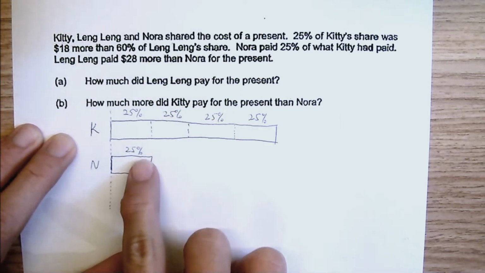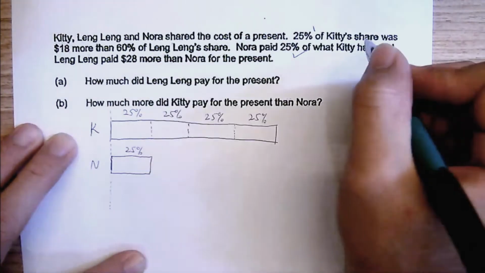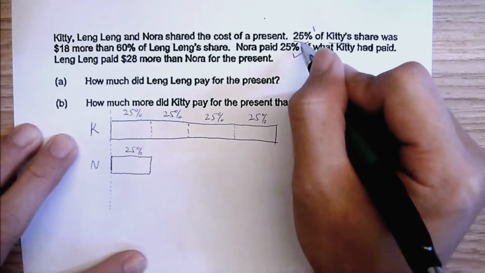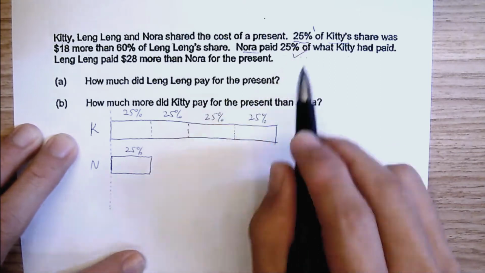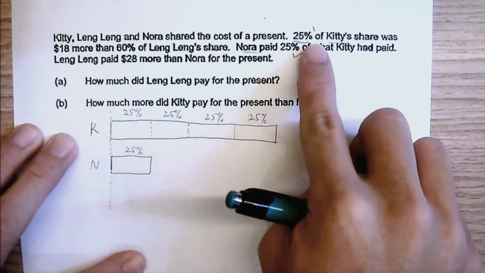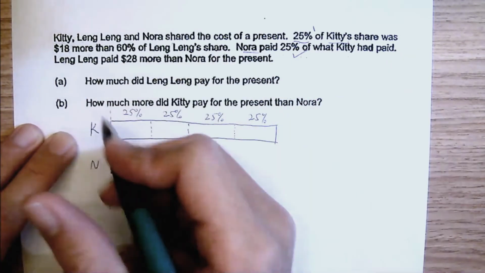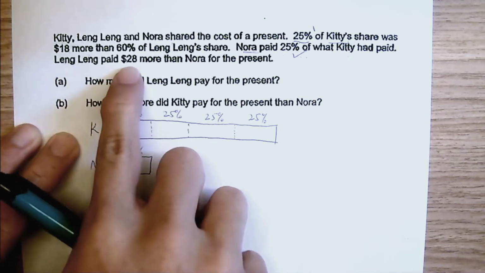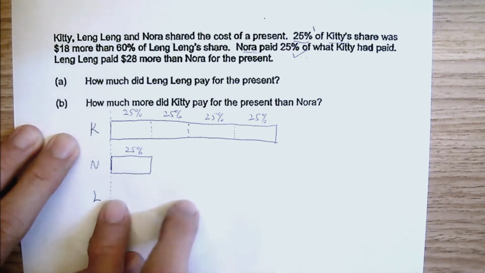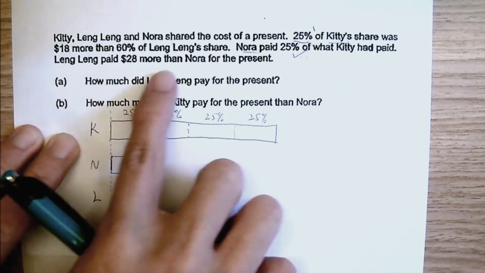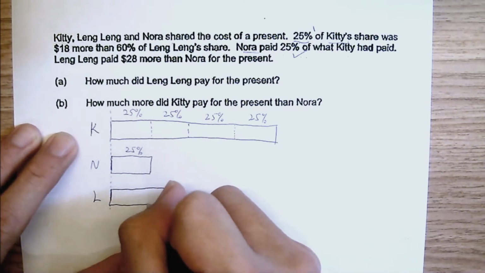Okay, now after we have done this, I'm going to do the next portion. They say that 25% of Kitty's share, isn't it Nora? Because Nora paid 25% of Kitty's share, right? So 25% of Kitty's share, I'll just look at it as Nora. So I'll just say that Nora's share was $18 more than 60% of Ling Ling's share. And then they say that Ling Ling paid $28 more than Nora, which means that I do not know how long my bar for Ling Ling needs to be.